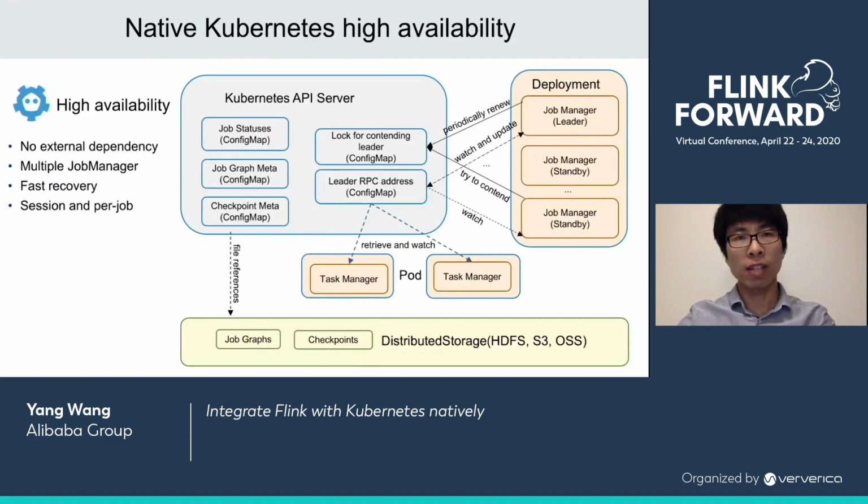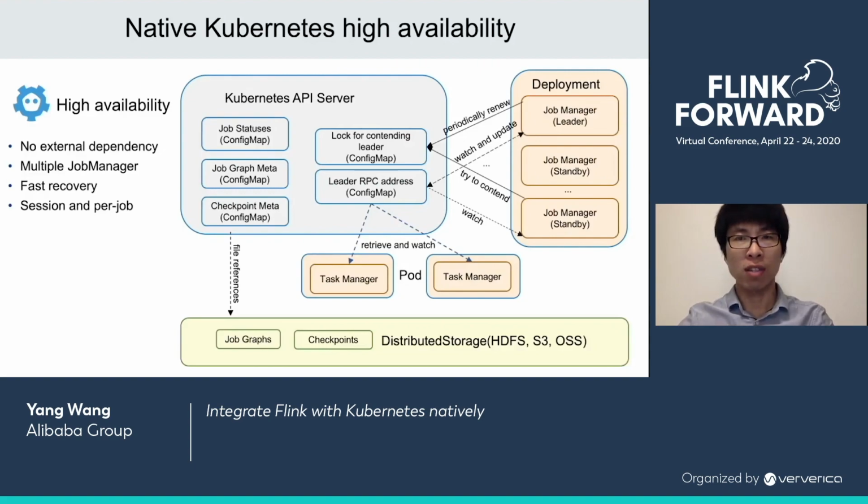The first optimization is native Kubernetes high availability. Why do we need to configure a high availability service? It is used for leader election and leader retrieval. It is a very common requirement in distributed systems.